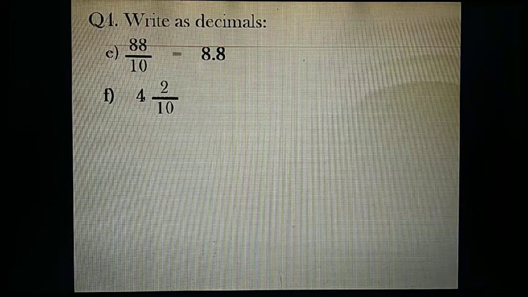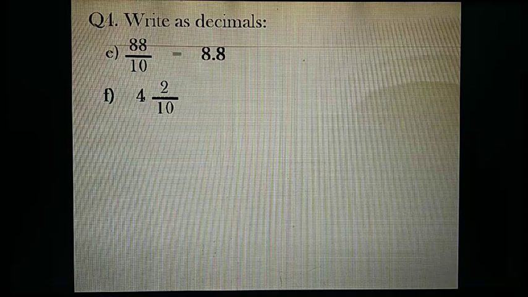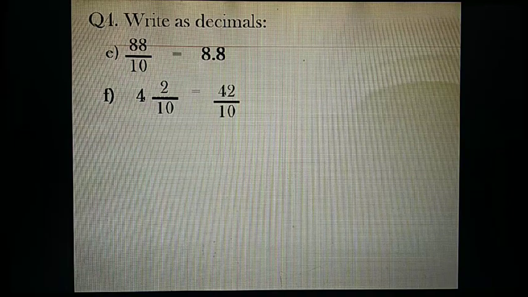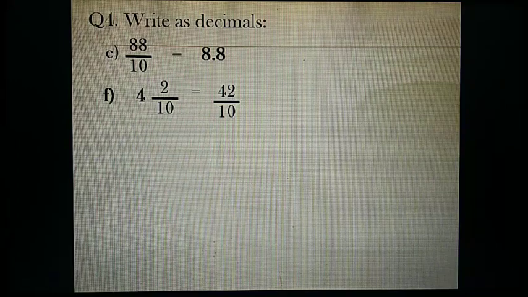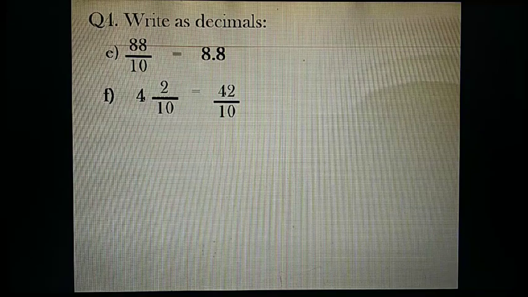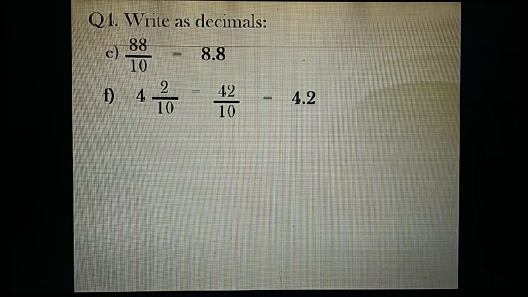Your next fraction is a mixed fraction. First, convert it into an improper fraction. 10 fours is 40. 40 plus 2 is 42. We will write it as 42 upon 10. Again, as there is one 0 in the denominator, we will put a point after one digit from the right. And the number in the numerator is 42. So we will get the answer as 4.2.